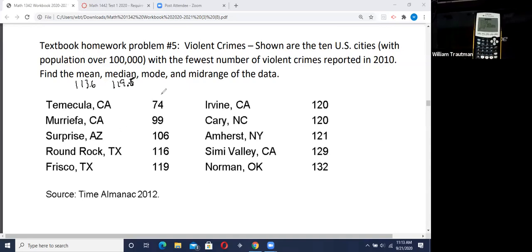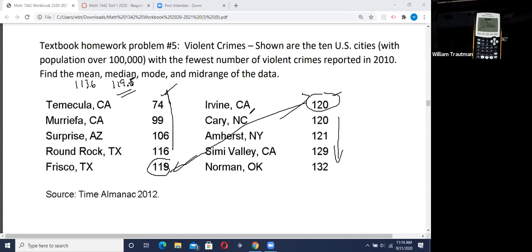So if you look, we have 10 pieces of data. To find the median, they took the middle two and divided them by 2. Do you see? This and this were the middle two. 119 plus 120. The average of these two is 119.5. Remember, the median is the average of the two middle pieces. These are all smaller than 119, and these are all larger than the 120.